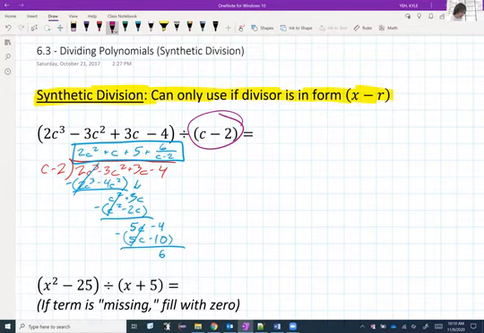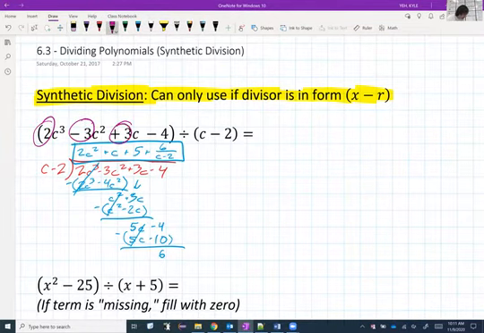So as we look at this, what we're going to do is say, okay, in the top row, and this is where it's all new, so pay really close attention to how I'm writing this out to get the setup. In the top row, I am simply going to write all of my coefficients in descending order. So it's written in descending order already. I'm going to say 2c cubed, negative 3c squared, positive 3c, and negative 4 is my constant.